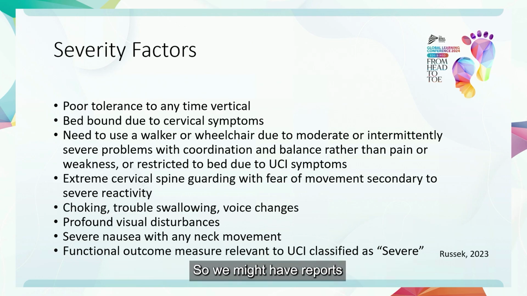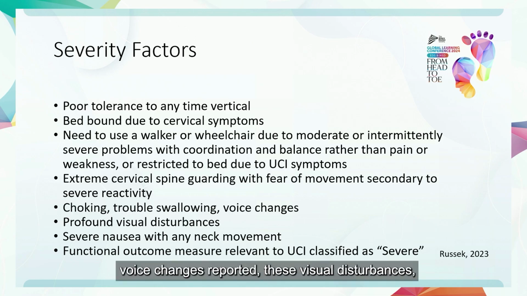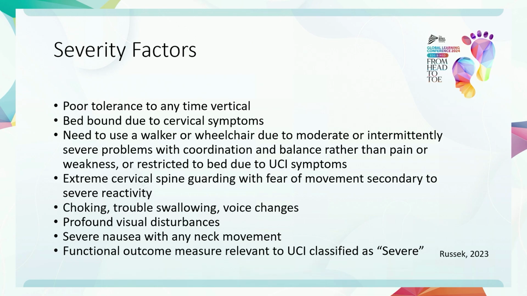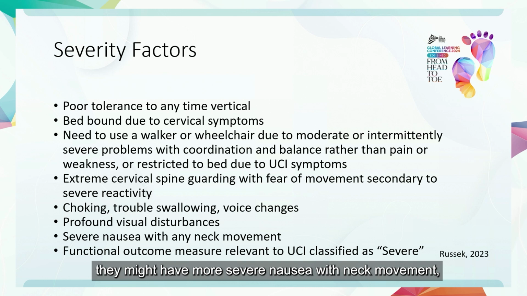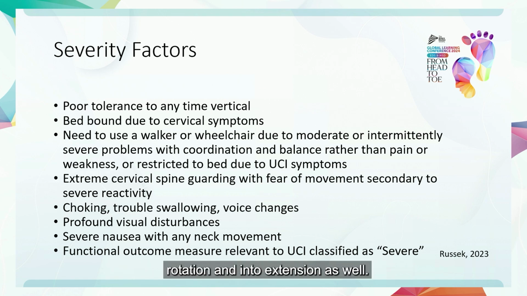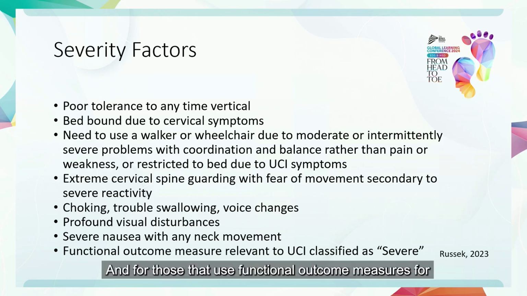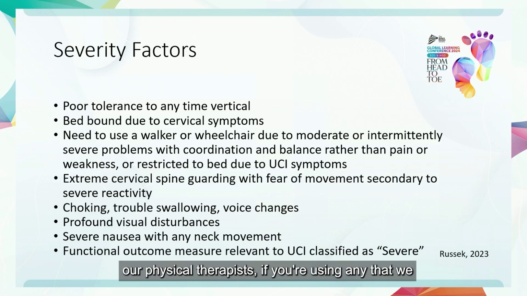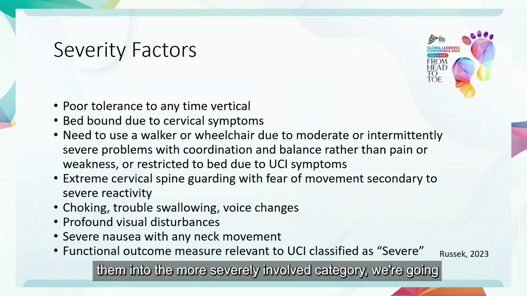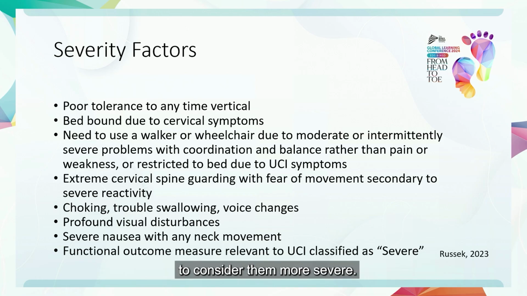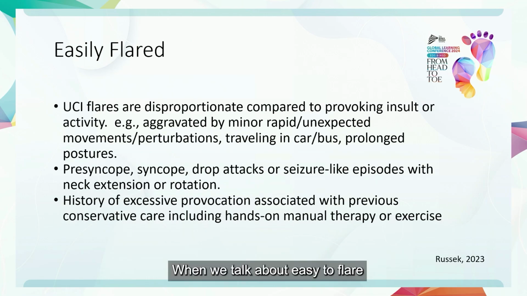So we might have reports of choking, difficulty swallowing, voice changes reported, these visual disturbances. They might have more severe nausea with neck movement. We see a lot with neck rotation and into extension as well. And for those that use functional outcome measures for our physical therapists, if you're using any that we would use for upper cervical problems, if we're pushing them into the more severely involved category, we're going to consider them more severe.